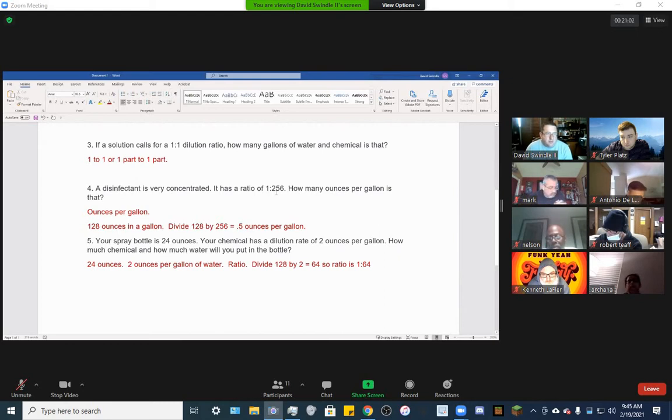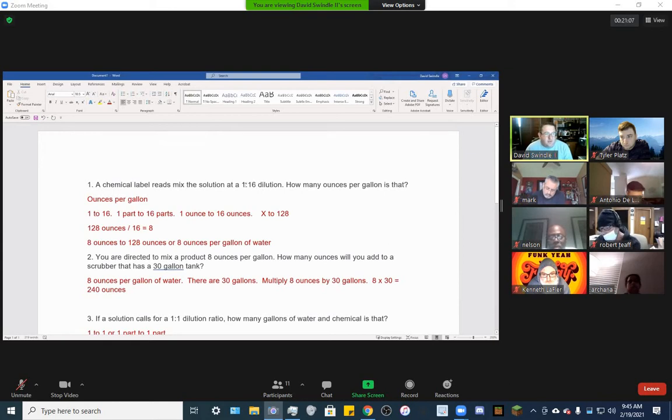What else? Okay. So in the case where we're given the dilution ratio, 1-to-16, we know the given is 16 parts of the water. We're asked how many ounces per gallon is that? That's per gallon of water. So we're trying to find how many ounces of chemical. Okay. Does that answer your question, Alex?